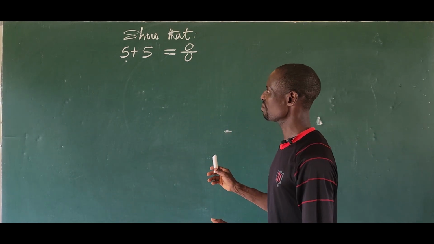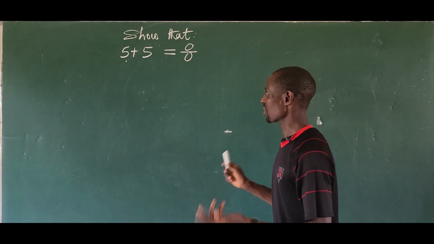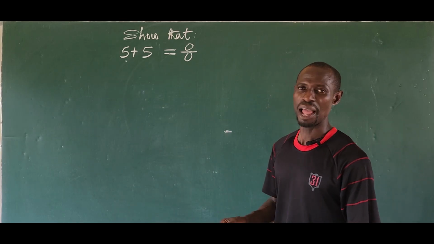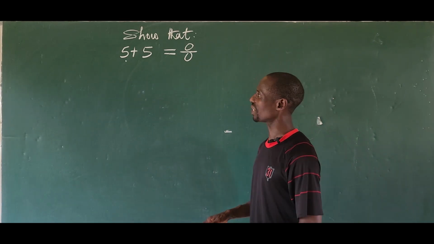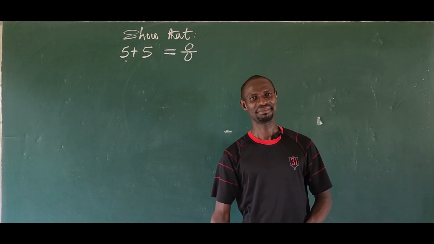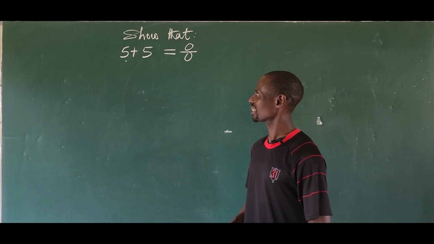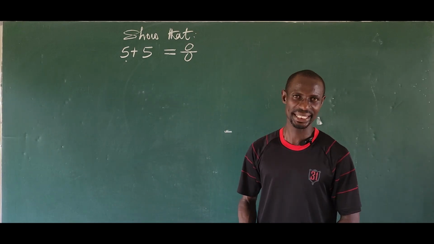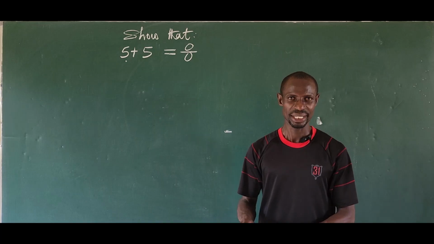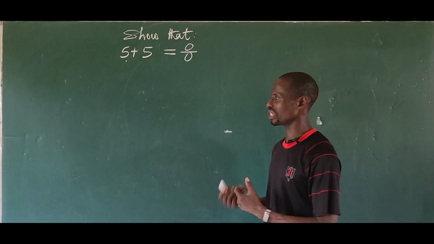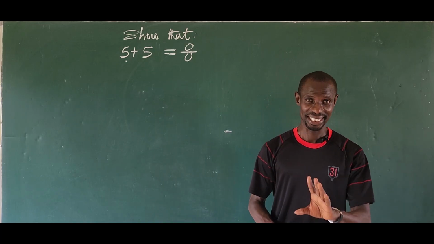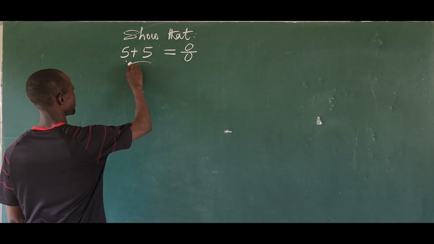Here we have this simple proof before us. The question says, show that 5 plus 5 is equal to 0 over 0. You and I know very well that 5 plus 5 in base 10 is equal to 10. So how do we prove this challenge? It is easy. So let's take our solution here.